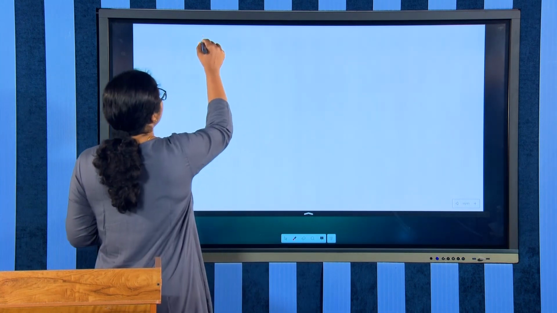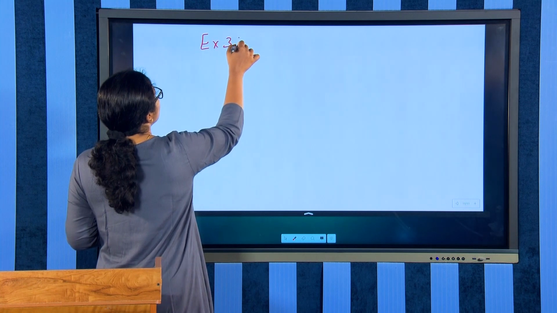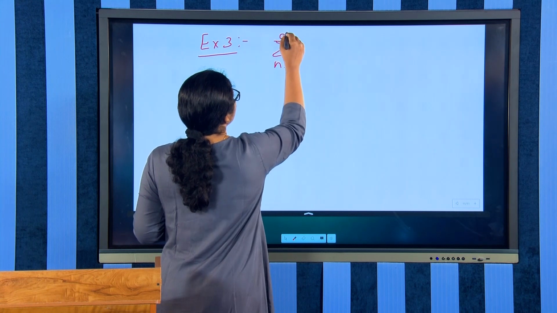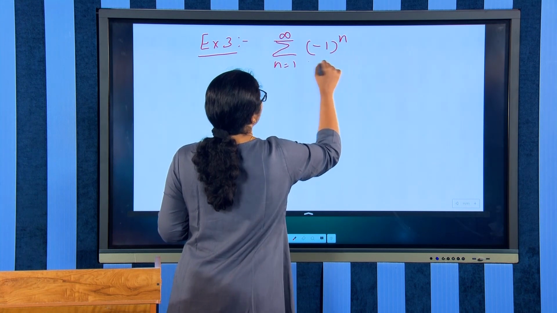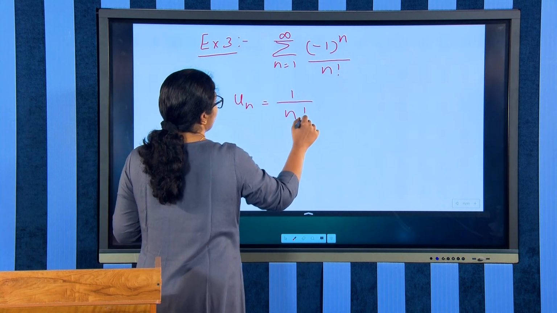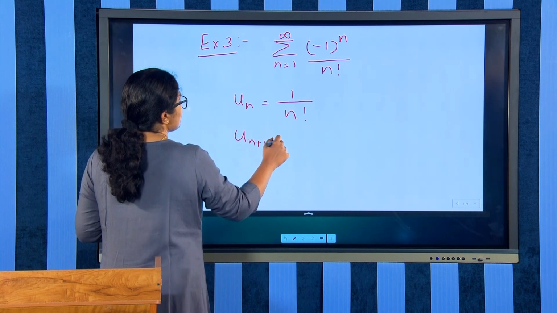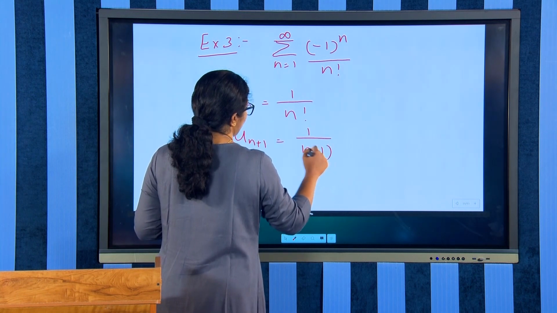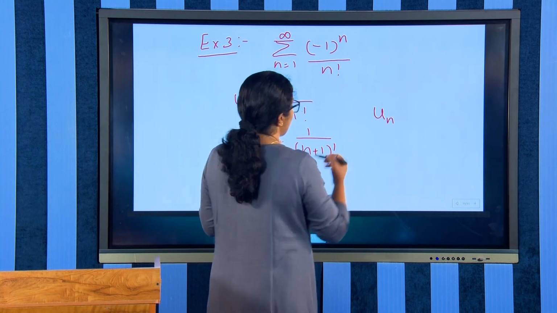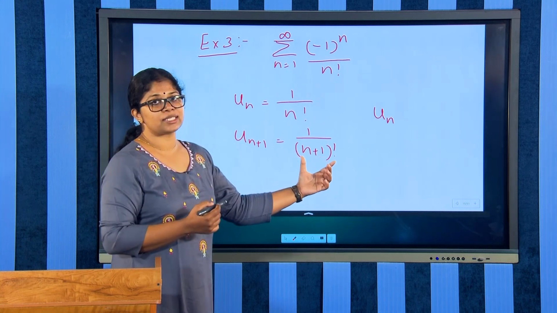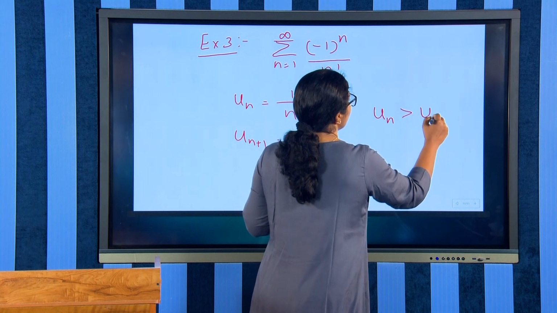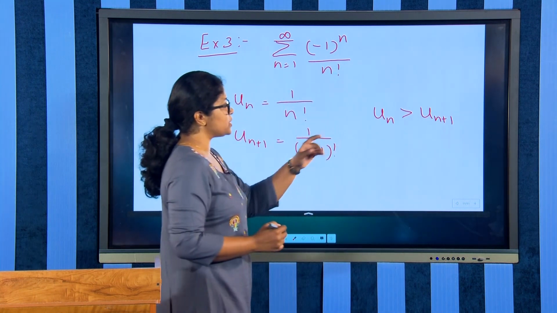Now we can look at example 3, the third problem. Summation n equal to 1 to infinity negative 1 power n upon n factorial. So un is equal to 1 upon n factorial. Un plus 1 is equal to 1 upon n plus 1 factorial. So obviously which is larger? Un is larger than un plus 1 because this denominator is larger than this denominator. So that completes the first condition.